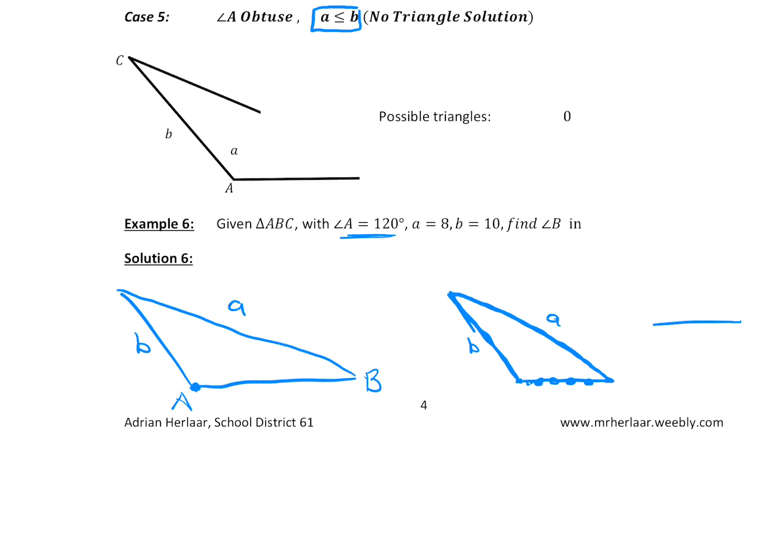It would just look like this, and it would just dangle and swing. You would never have a triangle. So if A is less than or equal to B, there's no solution. And what you'll notice if you try to work this out using the sine law is you'll get the sine inverse of a number greater than 1, and it'll come up error: does not exist.